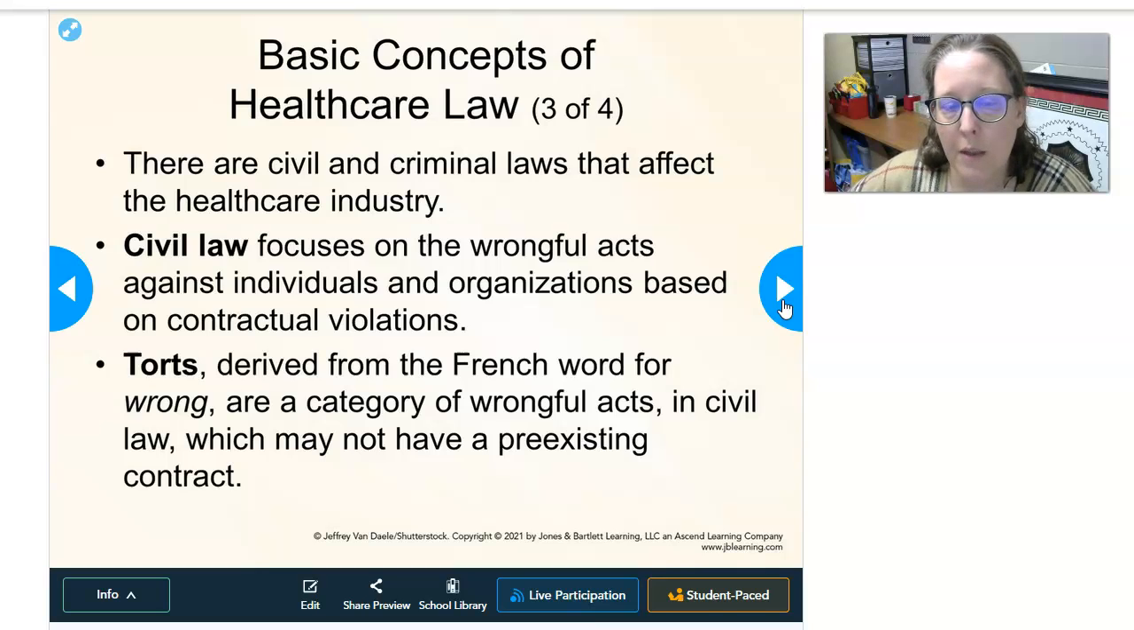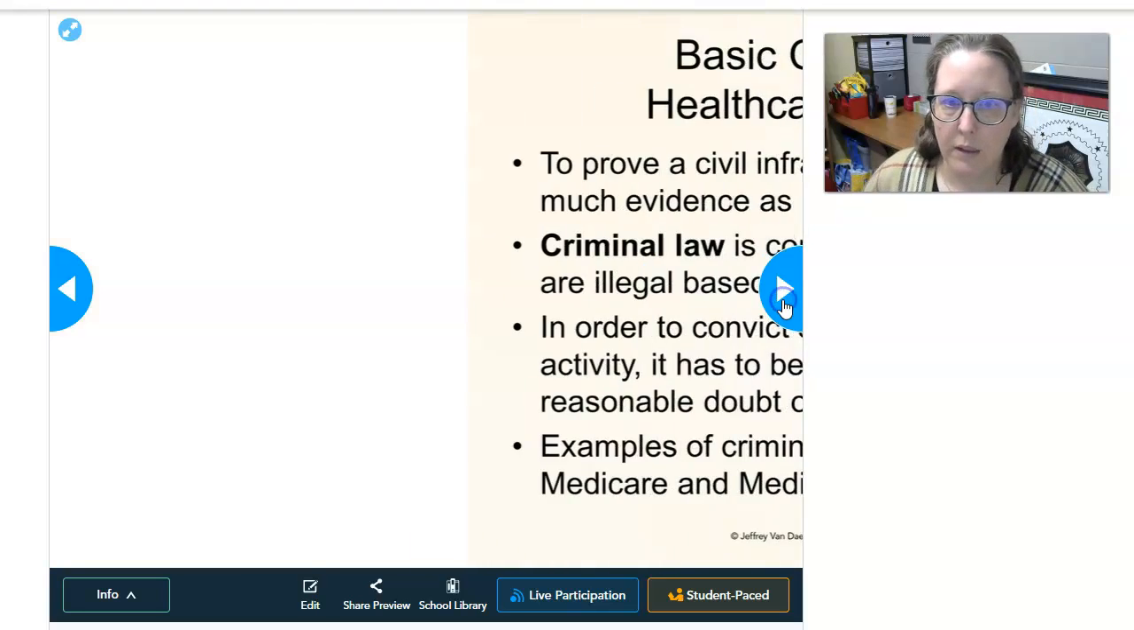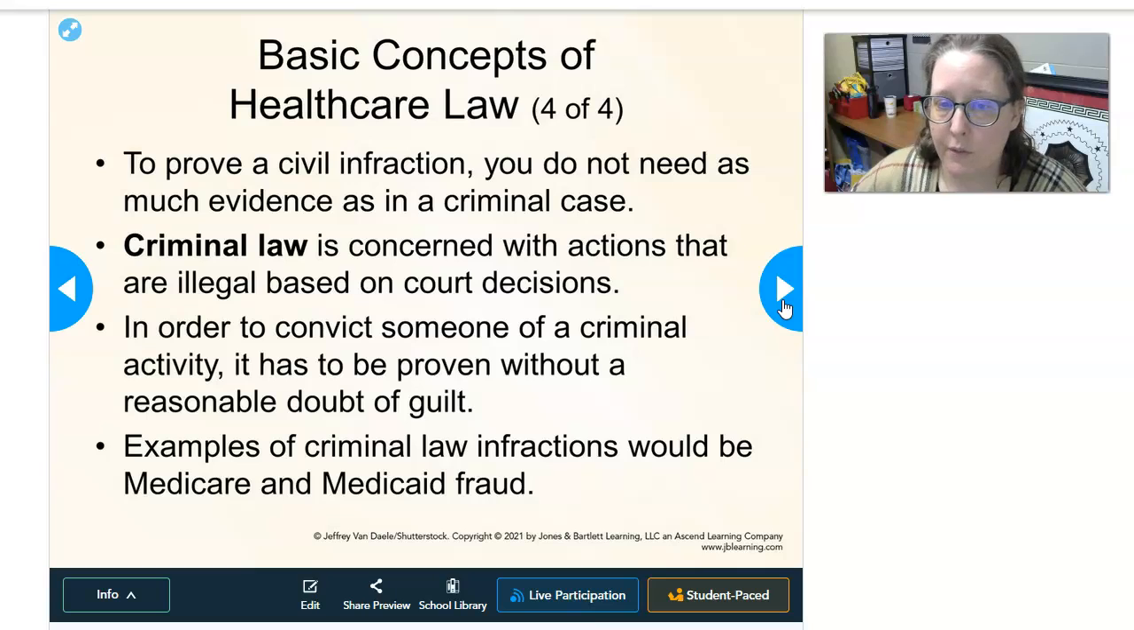Torts are derived from the French word for wrong, which is tort, really, if you say it properly in French. They're a category of wrongful acts that occur in civil law, but they may not have a pre-existing contract. To prove a civil infraction, you do not need as much evidence as in a criminal case. Criminal law is concerned with actions that are illegal based on court decisions.